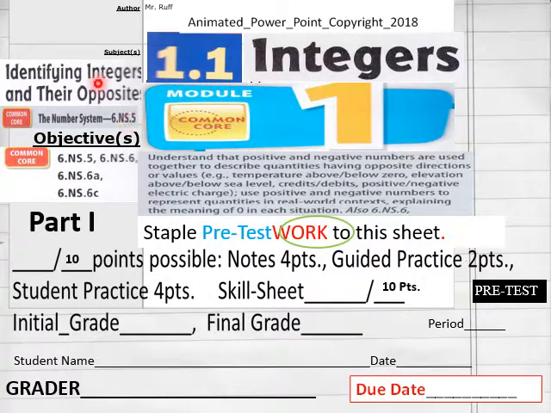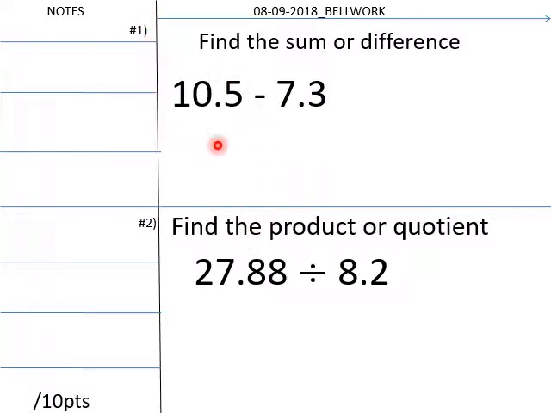Lesson 1.1, identifying integers and their opposites. Here are the standards, teachers. There's 10 classwork, and there's a pretest for the first lesson. We first go into the pretest, and then there's 10 points of note-taking as well. We start with a bell work for your students to start on when they come in. Homeschoolers, you can do the same as a warm-up.